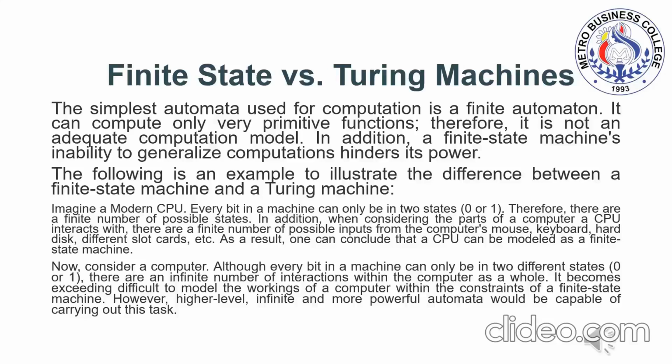Now, consider a computer. Although every bit in a machine can only be in 2 different states, 0 or 1, there are an infinite number of interactions within the computer as a whole. It becomes exceedingly difficult to model the workings of a computer within the constraints of a finite state machine. However, higher-level, infinite and more powerful automata would be capable of carrying out this task.